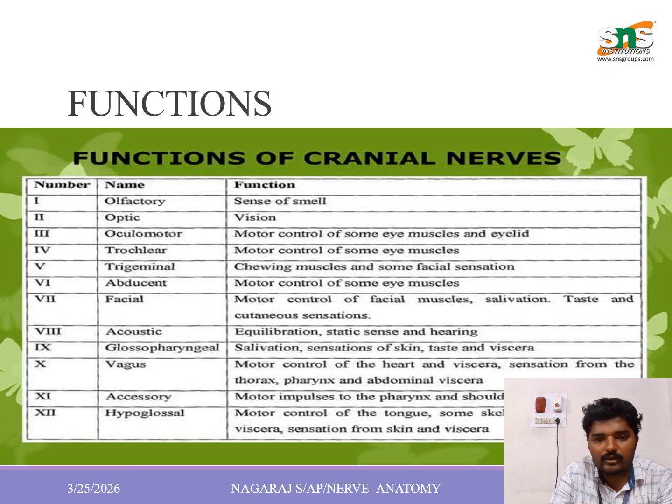Salivation and taste buds, and sensation. Acoustic is equilibrium, static sense, and hearing. Glossopharyngeal is salivation, sensation of the skin, taste, and viscera. Then the vagus is motor control of the heart and viscera, and sensation from the thorax, pharynx, and abdominal viscera. Accessory nerve is motor impulse to the pharynx and shoulder. Hypoglossal is motor control of the tongue muscles.